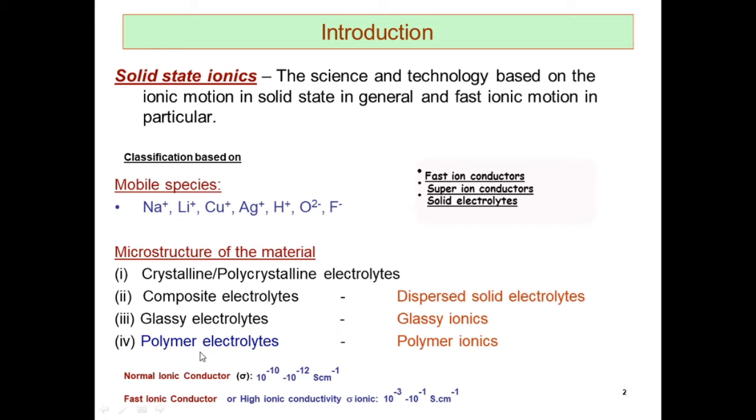For normal ionic conductors, the ionic conductivity is about 10 to the power minus 10 to 10 to the power minus 12 Siemens per centimeter. Fast ion conductors or superionic conductors are solid electrolytes having sigma ionic in the range of 10 to the power minus 3 to 10 to the power minus 1 Siemens per centimeter. Now we will discuss all the categories of this classification separately.